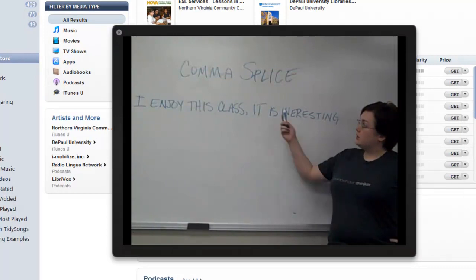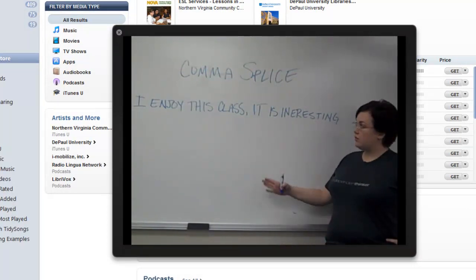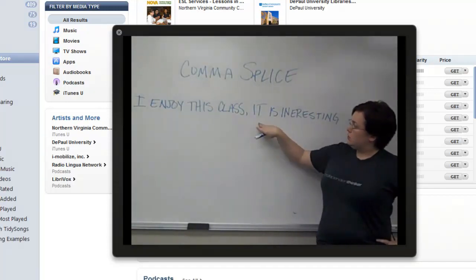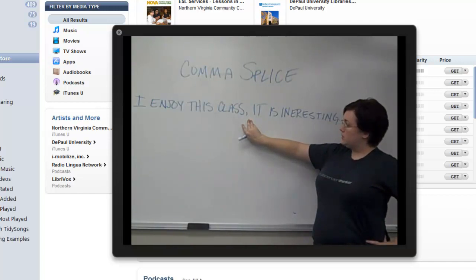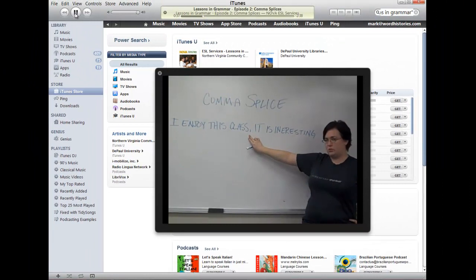Hi. Today we're going to be talking about the comma splice, which is a common punctuation error that ESL students sometimes run into. Joining sentences together in this way is okay with some languages. In some languages, it's actually necessary. But in English, this is a problem.